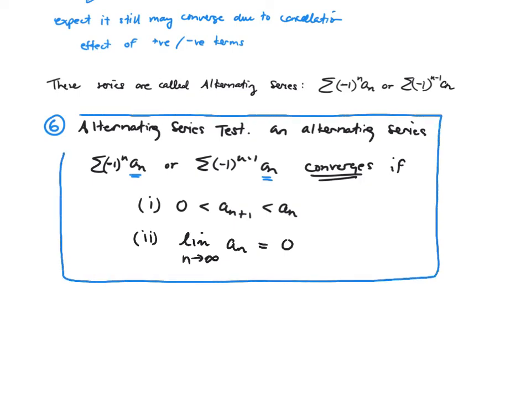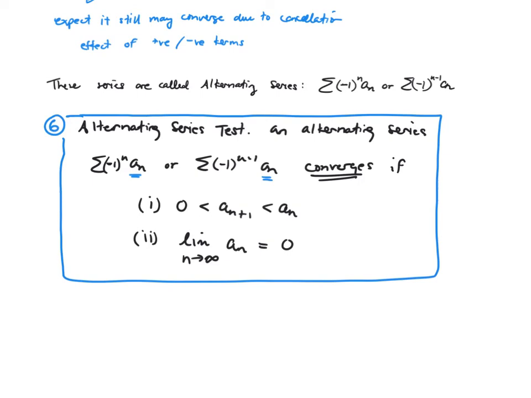So it's very, very easy to use this test. You simply go to an alternating series, you recognize it immediately from the character of this minus 1 to the n or minus 1 to the n minus 1. You grab everything else, you call it an, and you simply run two little tests on an. Is the successive term smaller than the previous term? Are they decreasing? And are they decreasing to specifically 0? That's what I need to show.